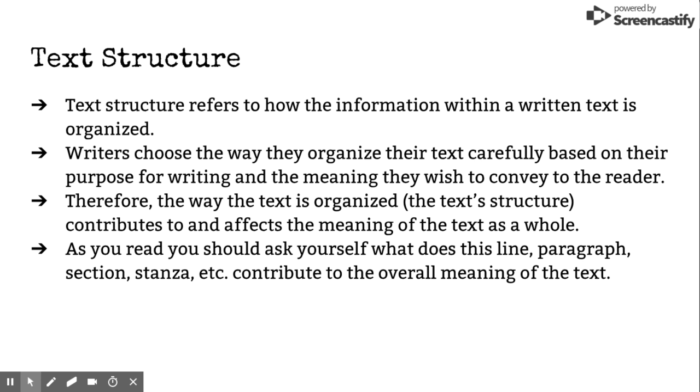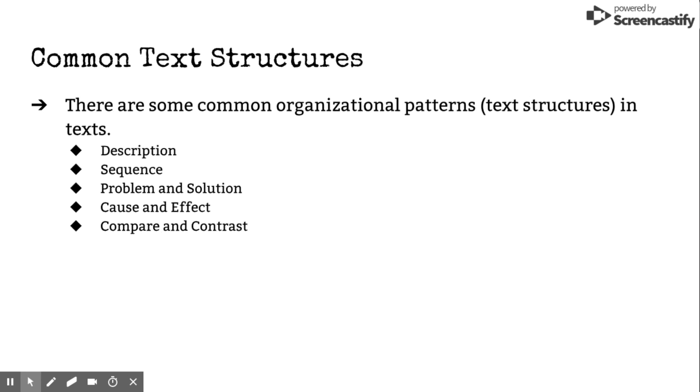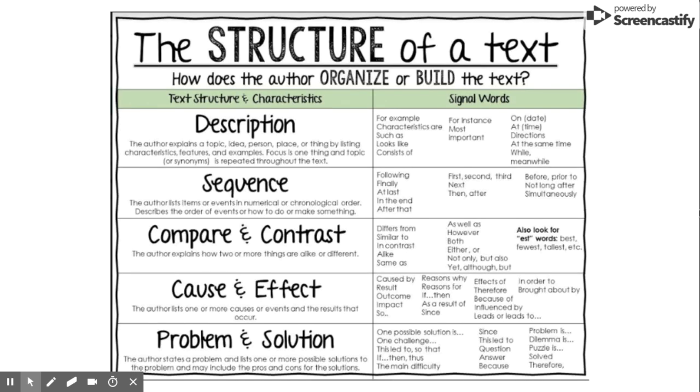as a whole. As you read, you should ask yourself, what does this line, paragraph, section, stanza, etc. contribute to the overall meaning of the text? There are some common types of text structures, and these include description, sequence, problem and solution, cause and effect, compare and contrast. This chart shows you some signal words that you can look for. So if you see these words in a text, then you could look at which type of structure they normally go along with, and that could help you figure out the type of text structure.